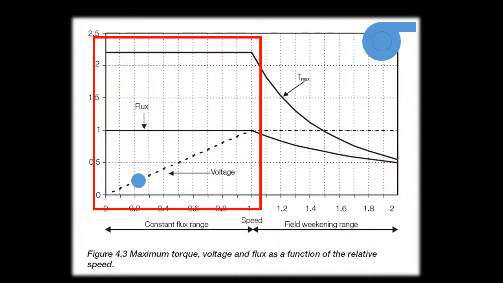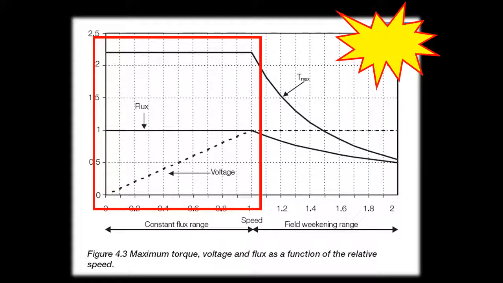If we were to supply a constant maximum voltage inside the constant flux range, the motor core saturates, and the extra energy applied heats the motor up and decreases our efficiency. So it is a requirement that the voltage remains in proportion with the frequency inside this region.